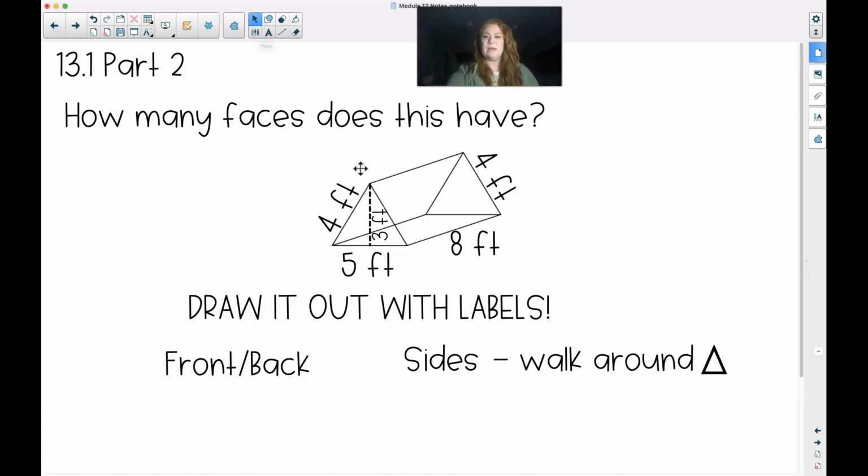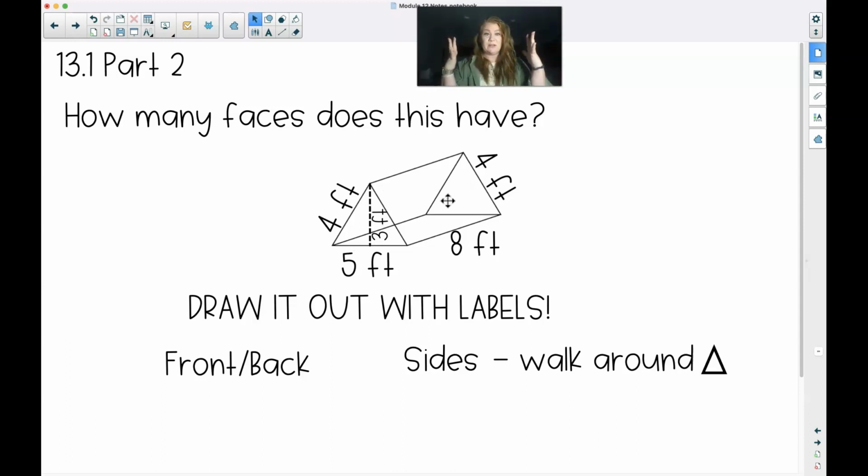All right, so now we are looking at the triangle here, the triangle on the back. So we have parallel bases, the equivalent parallel bases. So it is a prism, and the bases are triangles, so a triangular prism.